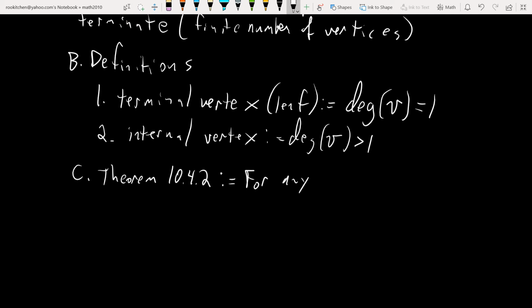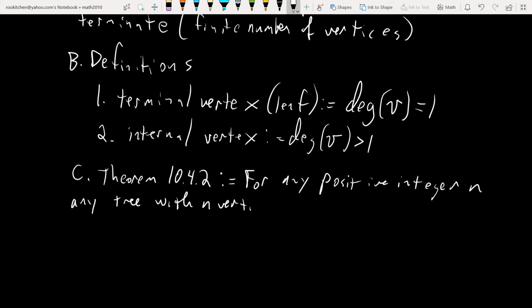For any positive integer n, any tree with n vertices has n minus 1 edges. The proof in the book on this one's really cool if you read it. It's by induction. Okay, I'm not going to go through it.